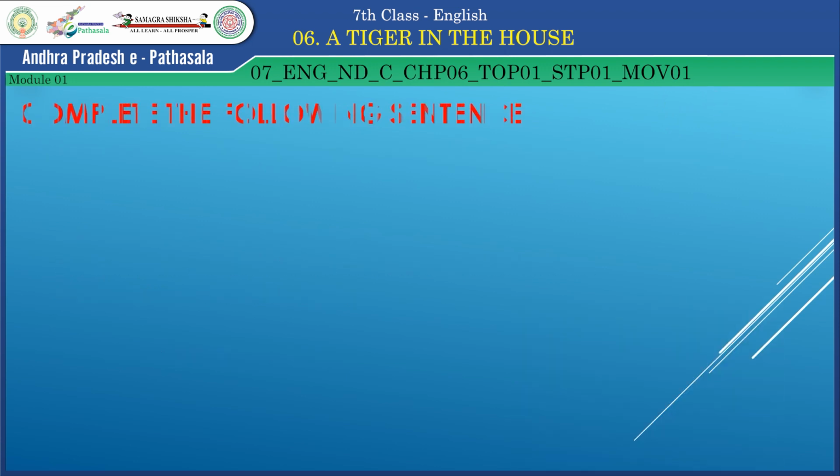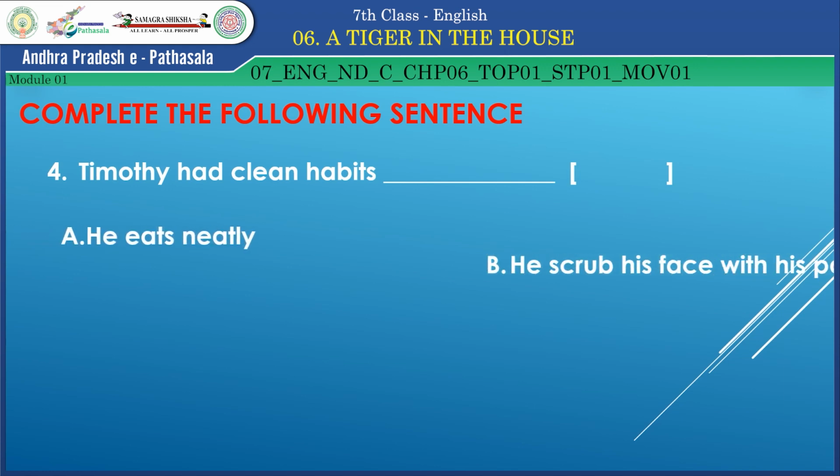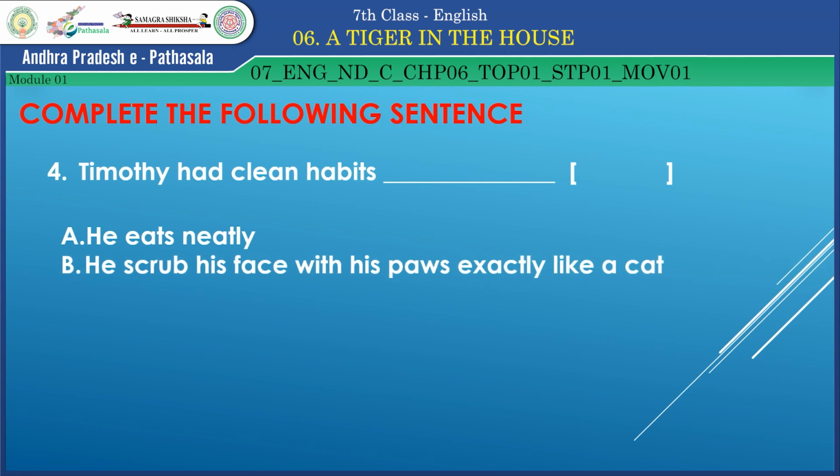Complete the following sentence. Question number 4. Timothy had clean habits. Dash. Option A. He eats neatly. Option B. He scrubs his face with his paws exactly like a cat. Option C. He cleans his face. Mark the right answer. Can you guess which one is the correct answer? Yes, you are right. The answer is option B.